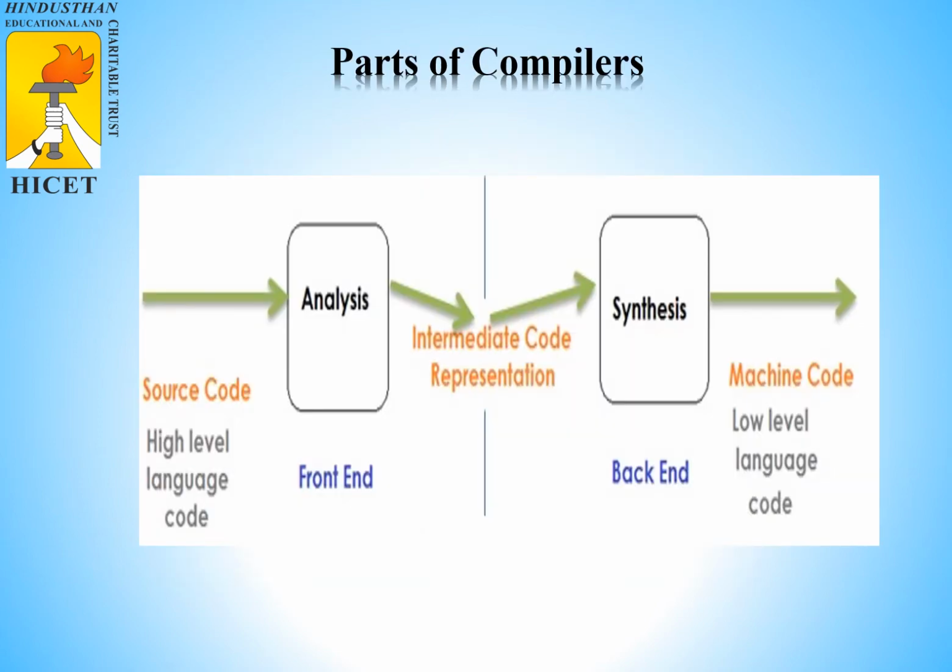Parts of compilers. Generally, the compiler is divided into two parts. The first one is the analysis part and the second one is the synthesis part. The analysis part will accept the source code as an input and generate the intermediate code representation as an output, and similarly the synthesis part will accept this intermediate code representation as an input, and in turn it will generate the machine code, which is always a low-level language code.